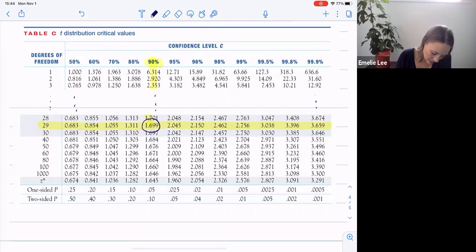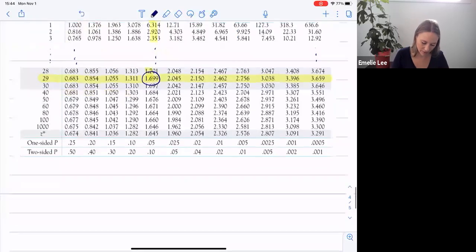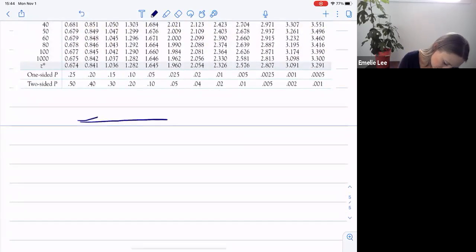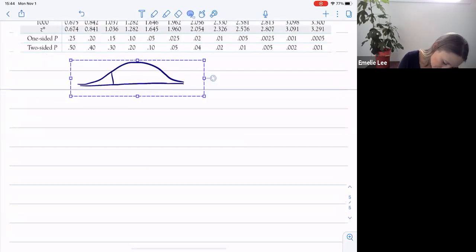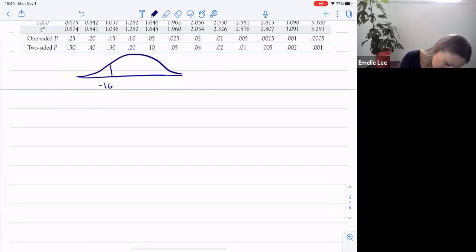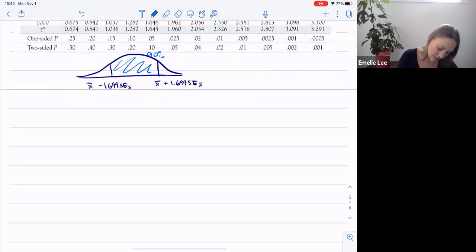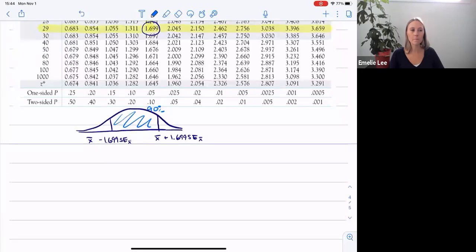But here, what we're saying is that for the central 90% of the curve, it's going to be between, let me bump this up a little bit here, X bar minus 1.699 standard errors and X bar plus 1.699 standard errors of X bar, and this area is 90%. Okay.